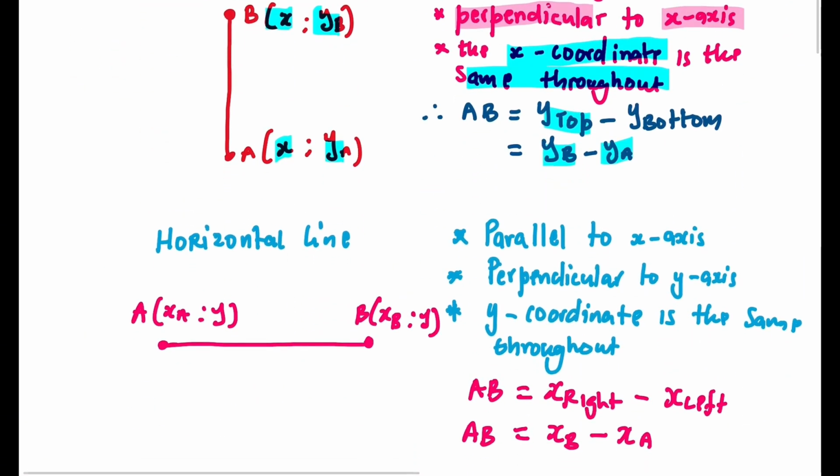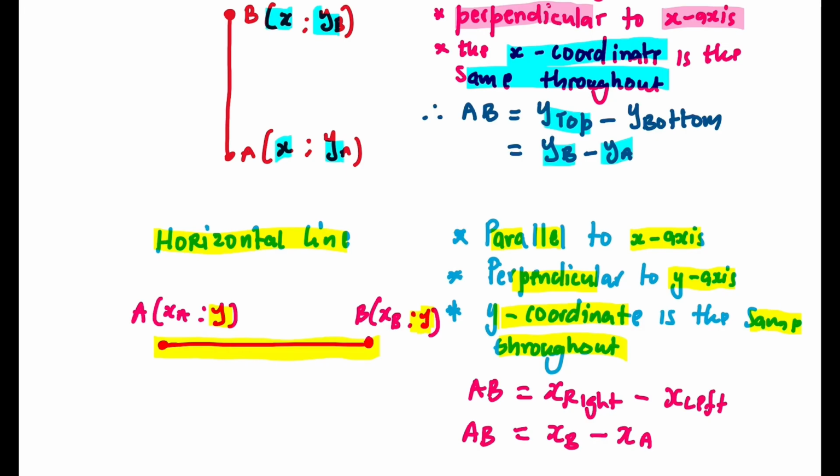We also have a horizontal line. If the line is horizontal, they will say in the exam the line is parallel to the x-axis. Any line that is parallel to the x-axis is a horizontal line. Number two, they can say it is perpendicular to the y-axis. Any line that is perpendicular to the y-axis is a horizontal line. If the line is horizontal, you will notice that there is no change in y. The y coordinate is the same throughout.